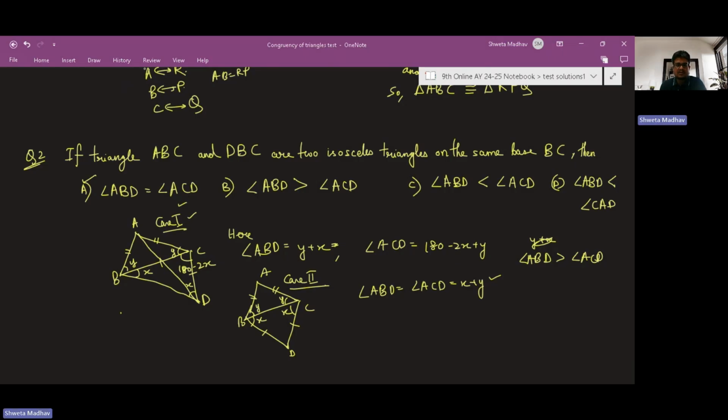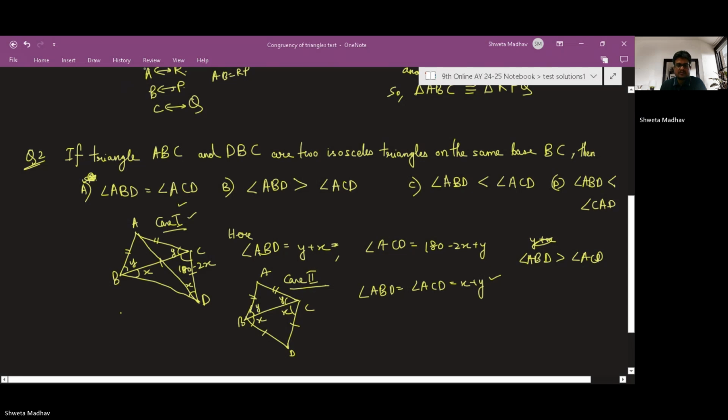So it means that all the three options A, B, C can be true. Which means that if we consider case 2, then only option A will be correct.